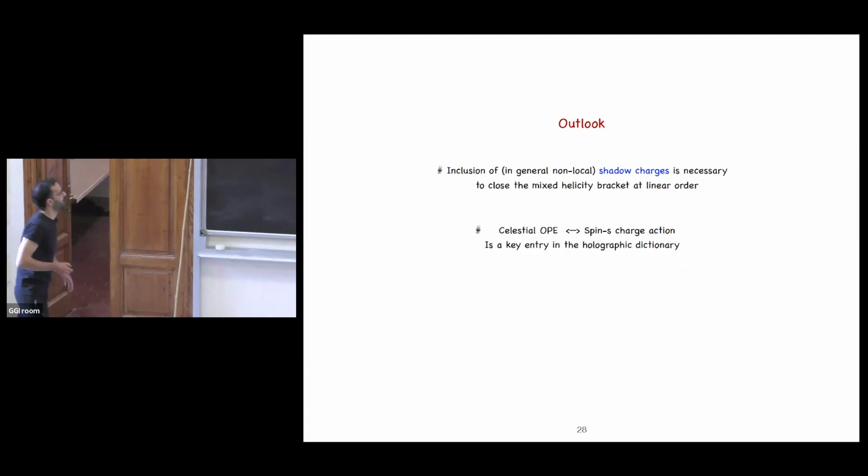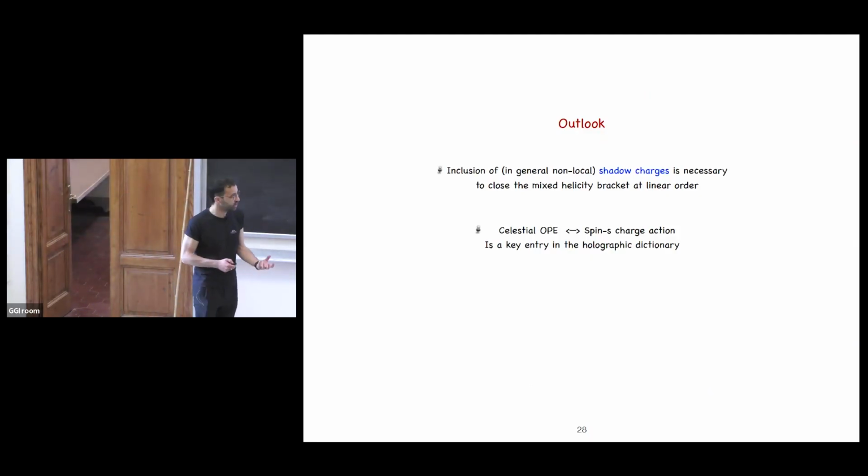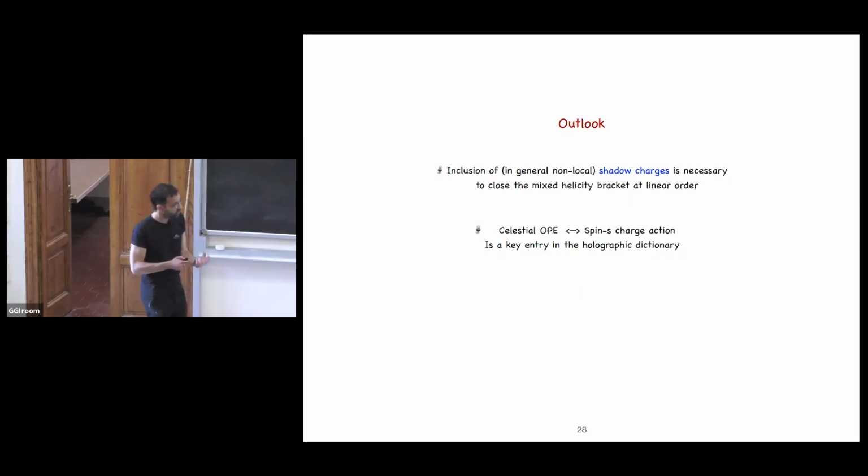Okay, all right. Let me just give you the outlook, which is very short. Two main messages. The inclusion of local shadow charges is really necessary if we want to close the mixed helicity bracket, at least at the linear order. And demanding the celestial OPE correspondence with the spinless charge, we have a really key entry now in the holographic dictionary, which can be a consistency check for OPEs that we are sure about, but at the same time can also give new insights for OPEs of operators that from the celestial point of view might be more murky somehow.